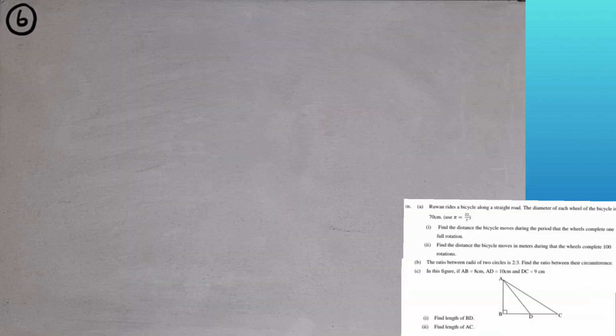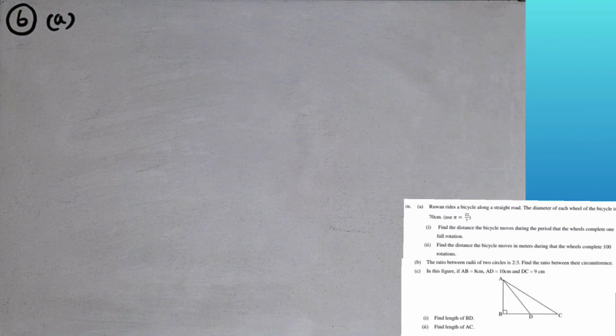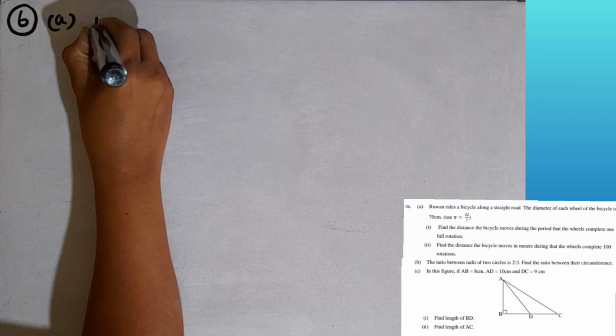Question number 6, A part. Ruan rides a bicycle along a straight road. The diameter of each wheel of the bicycle is 70 centimeters. Use pi equals 22/7. First question. Find the distance the bicycle moves during the period that the wheel completes one full rotation. That means the circumference of a wheel. So we can find it like this.